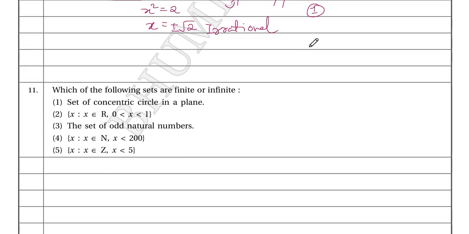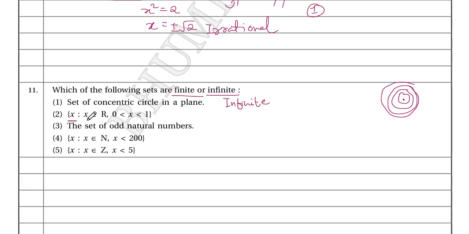Next question, we have to check whether the sets are finite or infinite. The set of concentric circles in a plane. Concentric circles means this is one circle with a center, let's say this. Concentric means the center is the same. How many circles can you draw in a plane? There are infinitely many concentric circles we can draw in a plane. So this is an infinite set. First one is infinite.